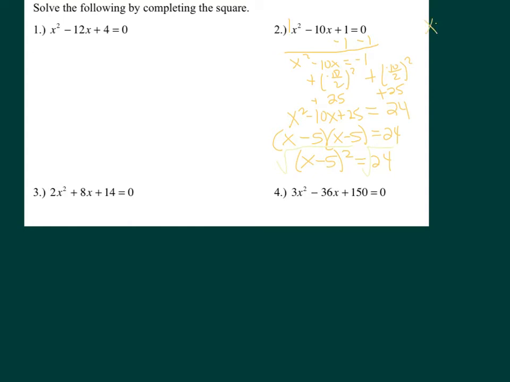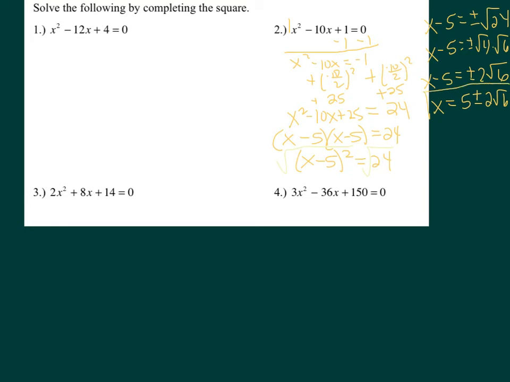And we'll have x minus 5 equals plus or minus the square root of 24, which I have to break down because there is a 4 inside of that. So I think of it as the square root of 4 times the square root of 6. Square root of 4 is 2. So we add the 5 to both sides, so we have 5 plus or minus 2 square root of 6. And that's our solution.